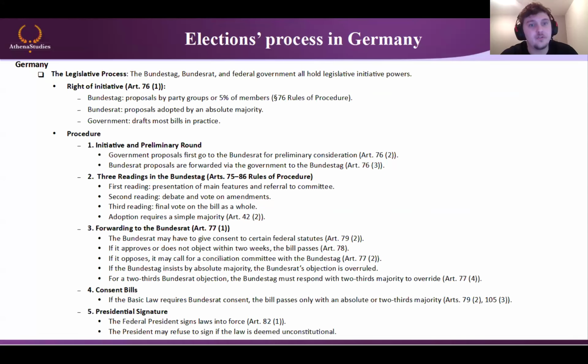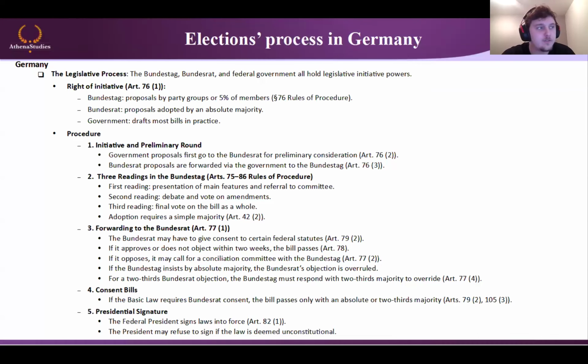Legislative process. So there is a lot. Of course, I'm not going to go through it in a lot of detail. So the Bundestag, the Bundesrat, and the federal government all hold legislative initiative powers. So very important to know that. Very kind of unique, kind of what separates them. So there's the right of initiative, and all of them have it. The Bundestag by party groups of 5% of members, the Bundesrat if it's adopted by absolute majority, and the government, well, in practice, it does draft most bills.